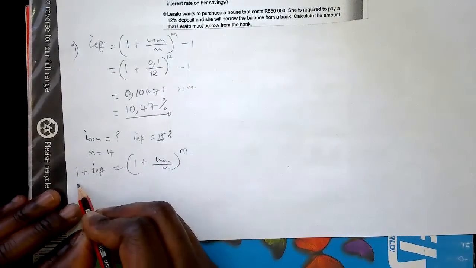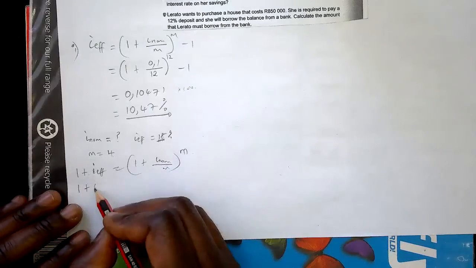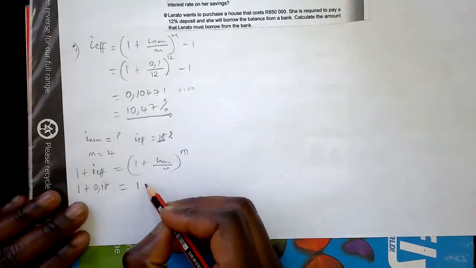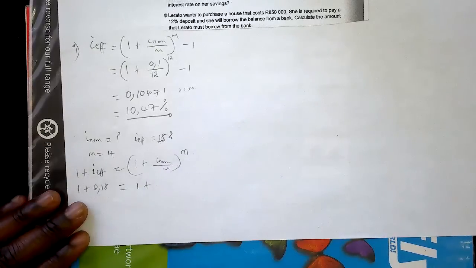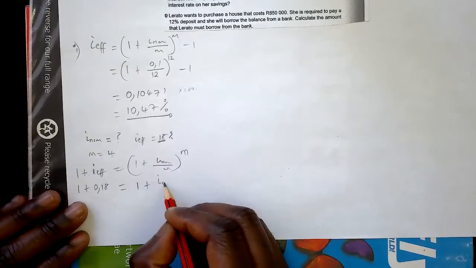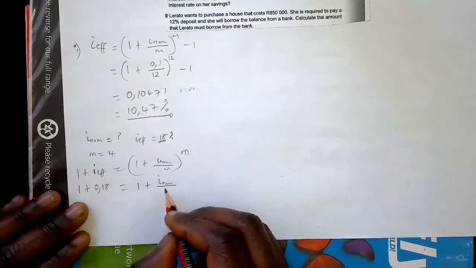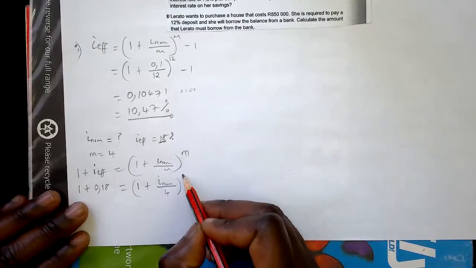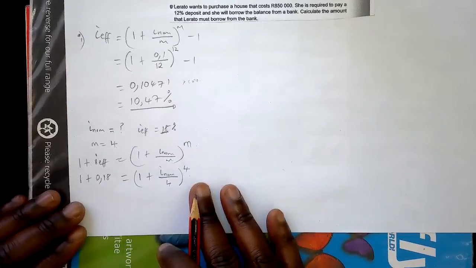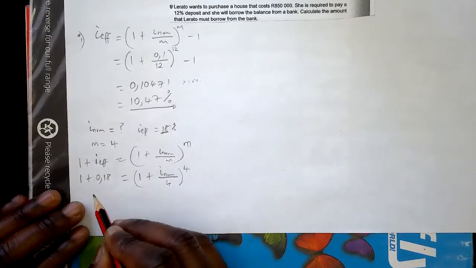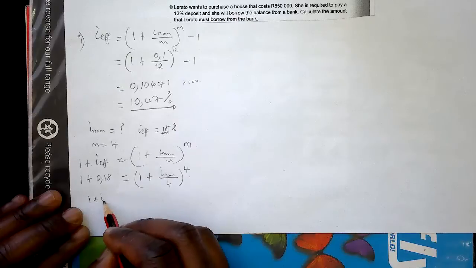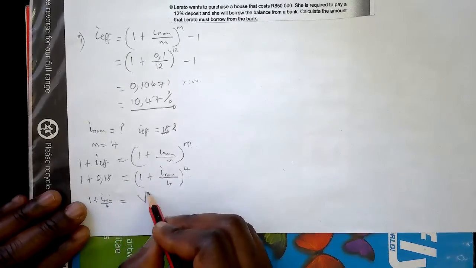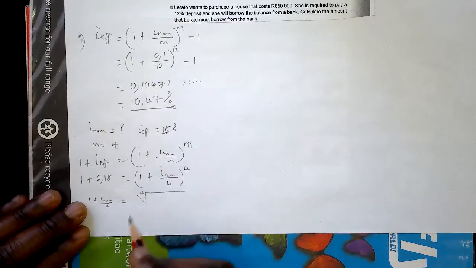So here we're going to say 1 plus our I effective, which is 0.18, is equal to 1 plus I nominal, which we are looking for, over M, and our M is 4. So we put the brackets like that, with the power of 4 again. What have we learned now? We have learned that 1 plus I nominal over 4, in brackets to the power of 4, is equal to 1.18.